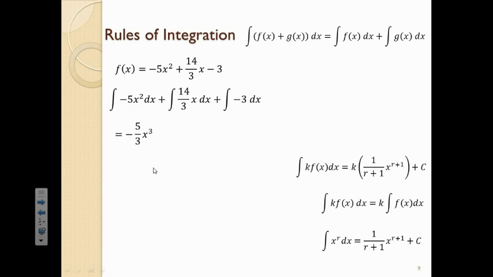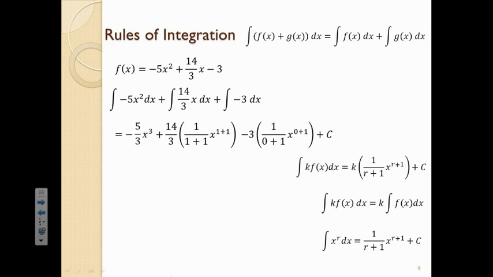Now, the integral of this is going to be 14/3 times 1 over, well, here the exponent r is 1. It's not written, it's assumed to be 1. So it's 1 plus 1, and this will end up being x squared, of course. And then we're going to do the integral here.